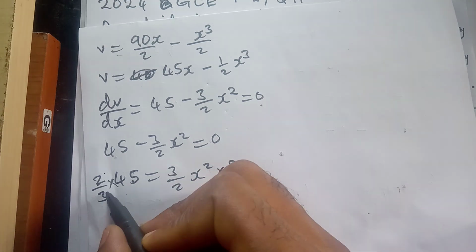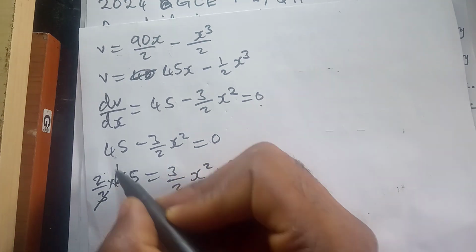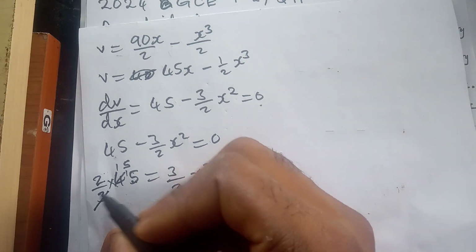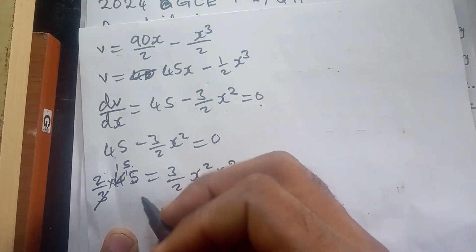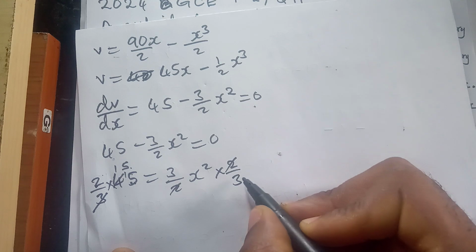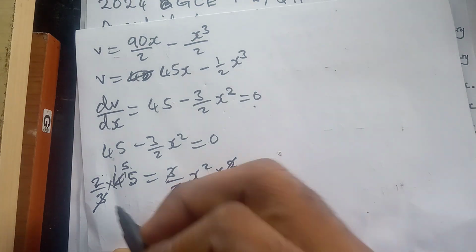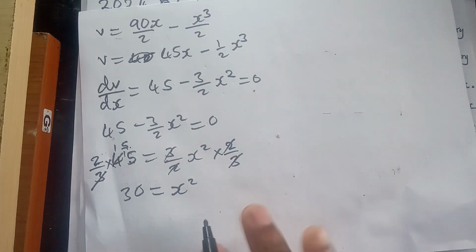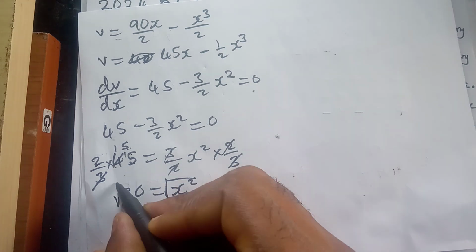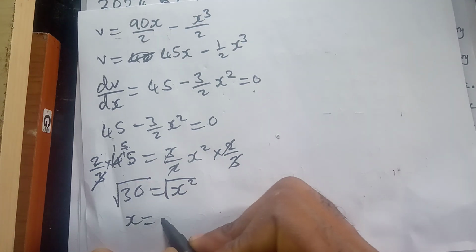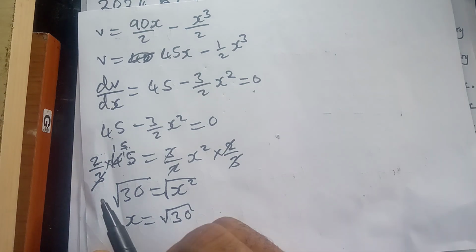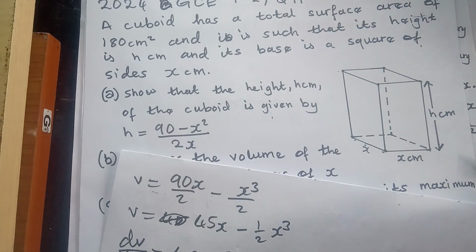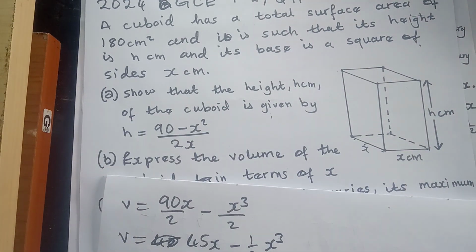This times this, or maybe let's just do this. 3 into 45 is 15. Remember 1. 3 into this is 5, I think. Yeah, and then this times this will be a 30. Then this and this will go, this and that will also cancel out. So this times this is 30, which is equal to x squared. So that means our x at the maximum point will be the square root of 30. You don't need the negative part here because these are dimensions. We are talking about the length, the breadth, and the height.